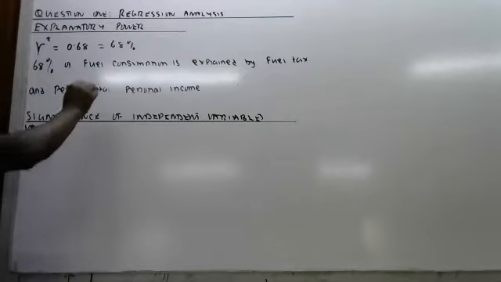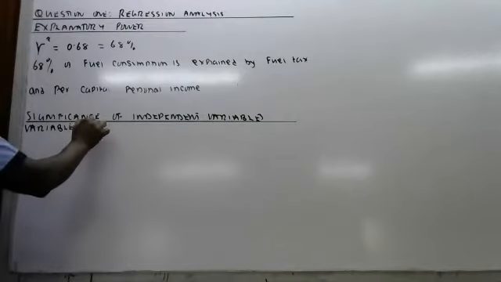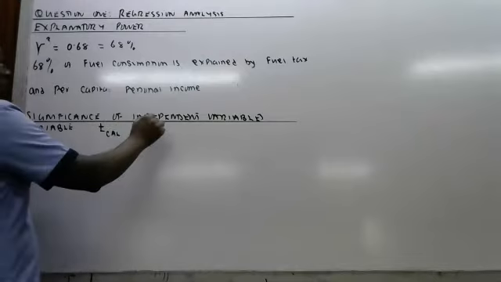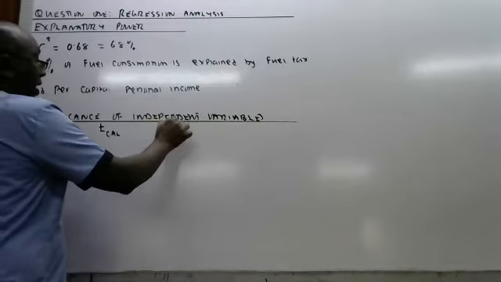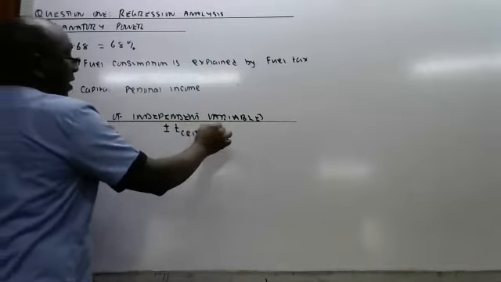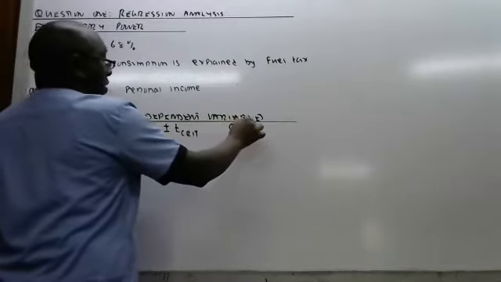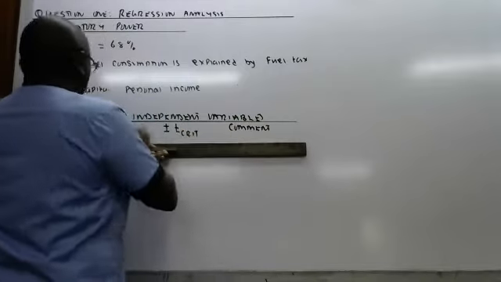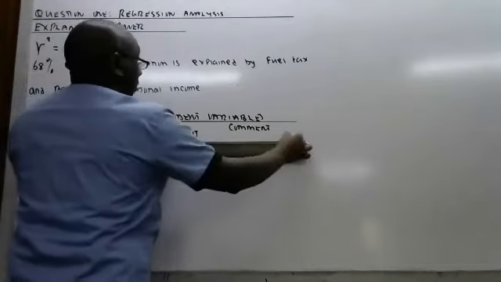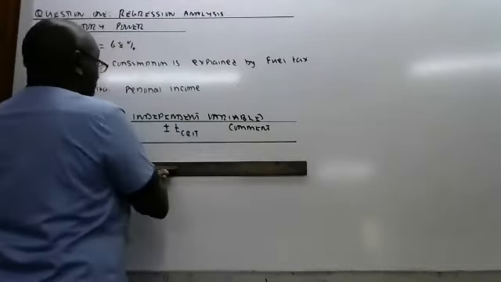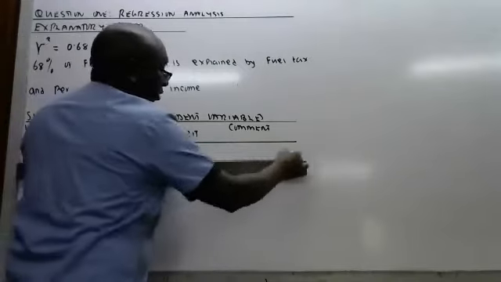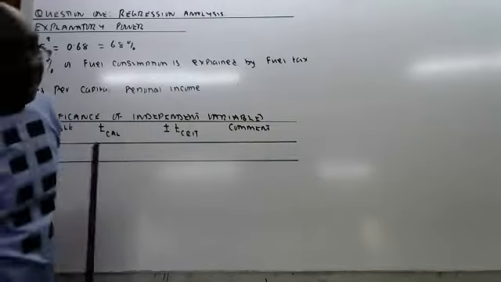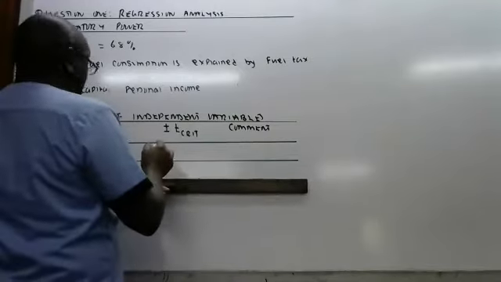And then we say what you require. You require to have T calculated, and the appearance is already given. You also require plus or minus T critical, and it is given. And then you make your comment or your conclusion. And there are two independent variables. I think two or three. There are three.